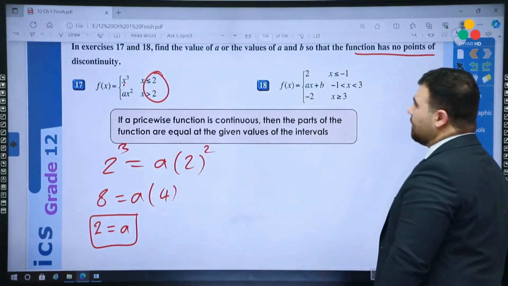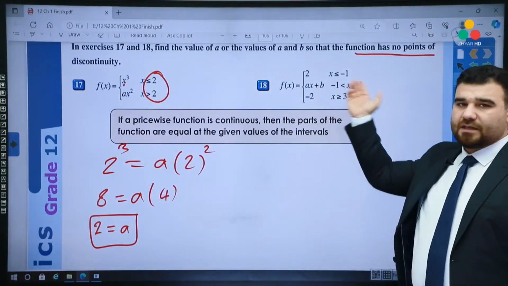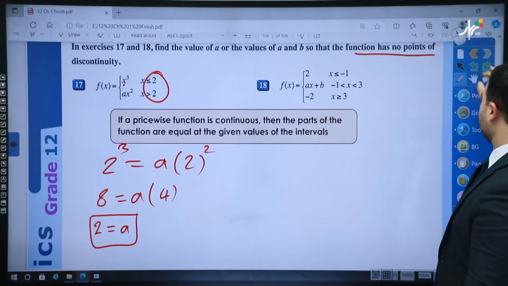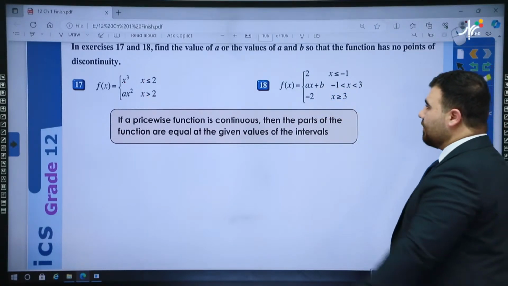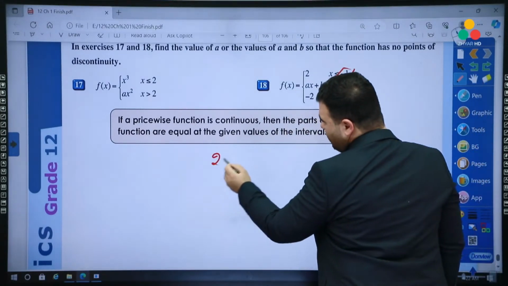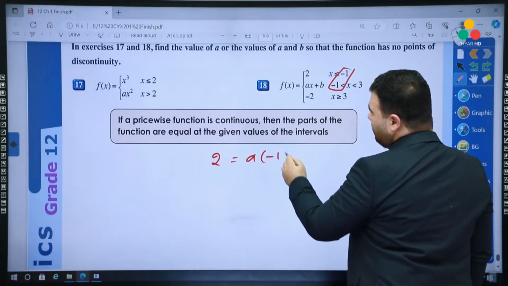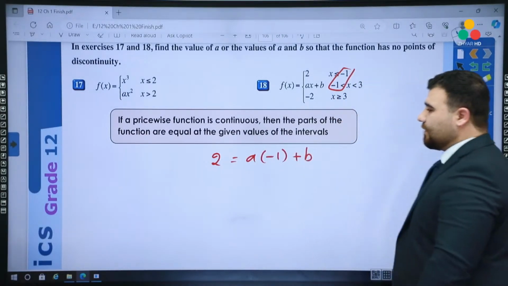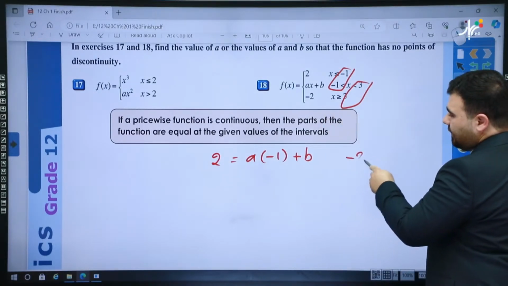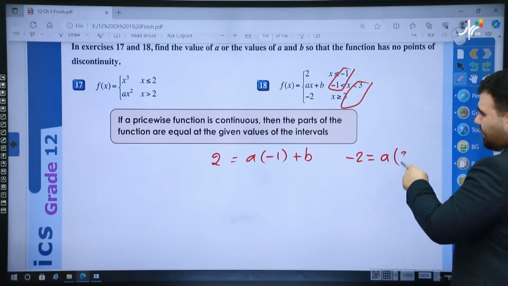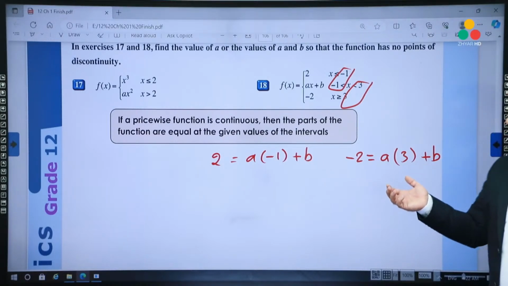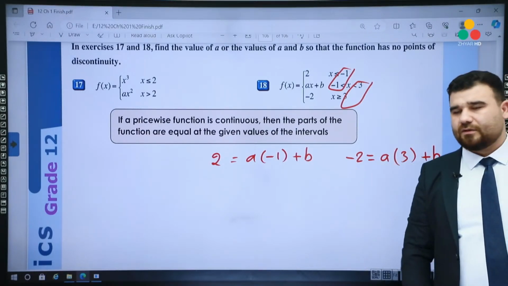For this question 18, since there are two missing terms, there is A, there is B, both missing, then we relate one of them to the upper part, and one of them to the lower part. We will have two equations to solve. Now, it's about -1. This is related to -1. Then 2 should be equal to A times -1 plus B. That's one equation. And these two are related to 3: -2 is equal to A times 3 plus B. Now by simplifying these two equations, I can solve them simultaneously. I can get the value of A and B.